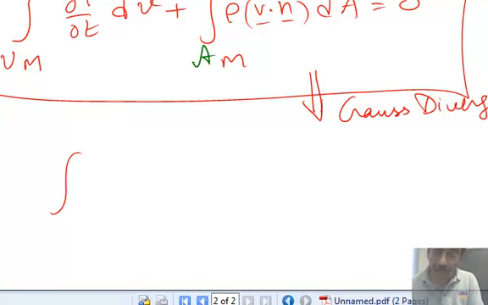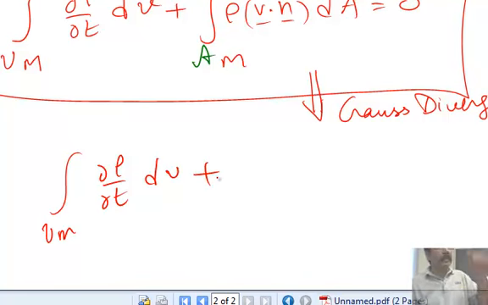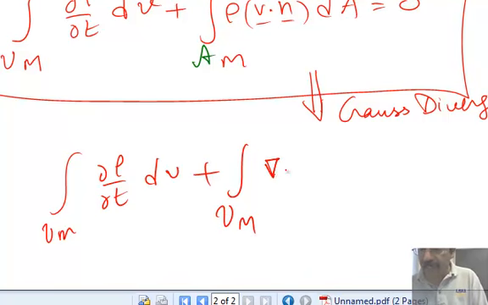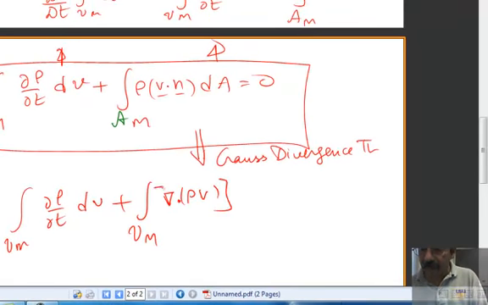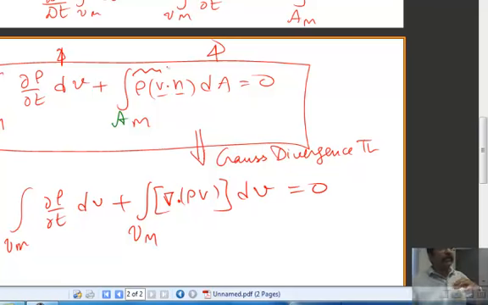Okay, so now I will have the integral over Vm of d rho/dt dV plus, the Gauss divergence theorem says what? The surface integral is the same as the volume integral operated on del dot rho v, dV equal to 0. So here I'm combining this rho and v, and that is dotted with n. So whatever that product rho v is goes inside the divergence term. That's what the Gauss divergence theorem dictates. Okay.